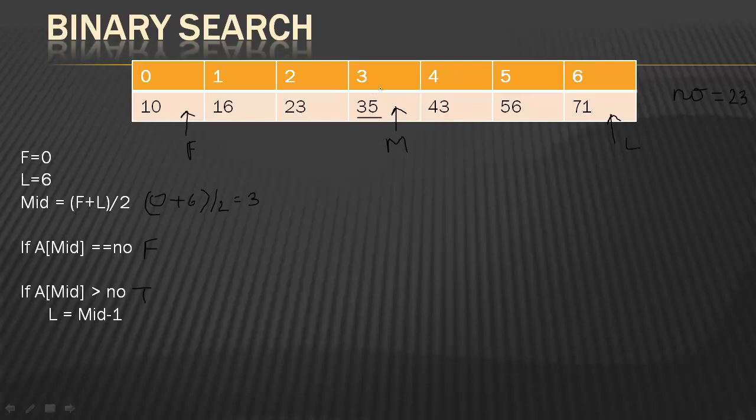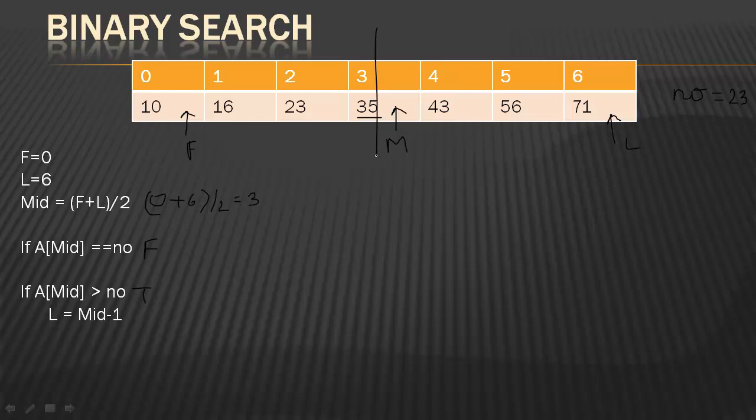What does that definitely mean? I divided the array into half, right? What does it definitely mean? That there is no point looking at the right side of the array because 23 is less than 35, so it can only exist on the left side of the array. So we are not at all looking at the last part of the array. Our concentration is only on the left side of the array.